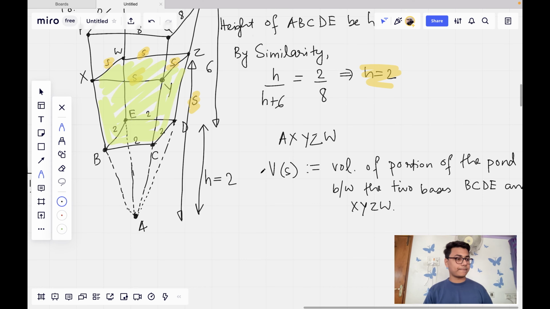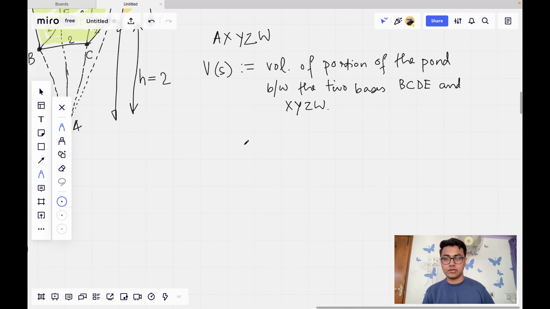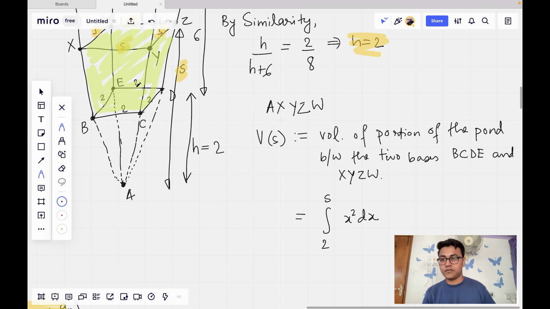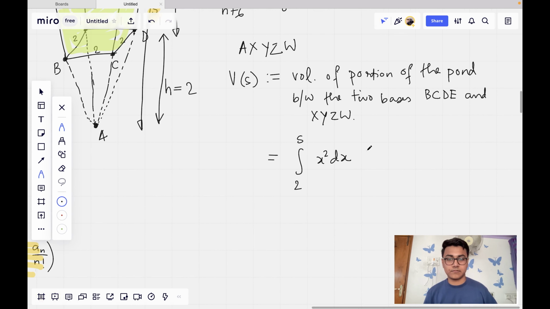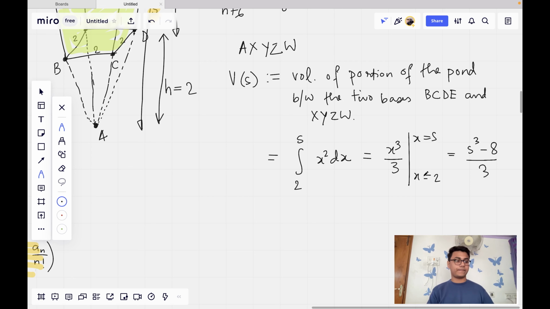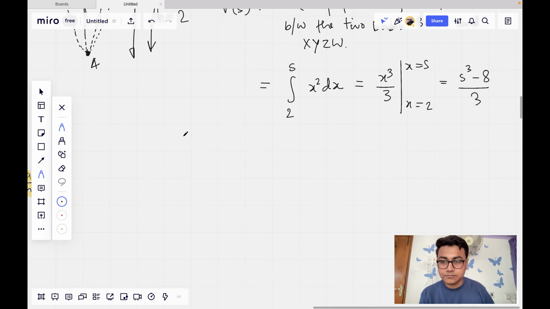This is Vs. And this is very easy to calculate. This is just the integral from 2 to s of x squared dx, because all of these bases have area x squared and you are integrating from 2 to s. This is just x cubed by 3, from x equal to 2 to x equal to s, which gives us (s cubed minus 8) over 3. So V of s is equal to (s cubed minus 8) by 3.